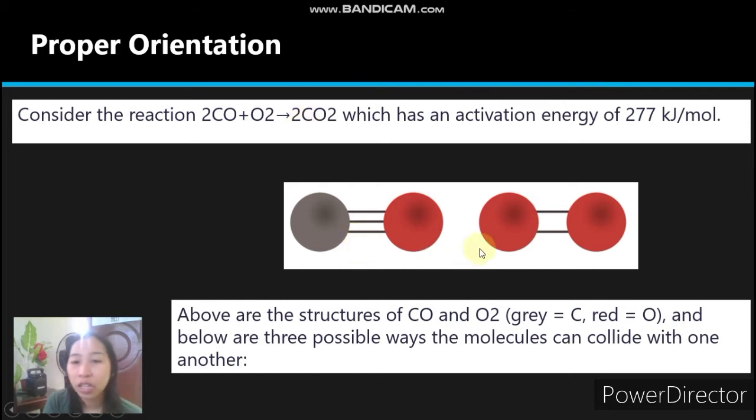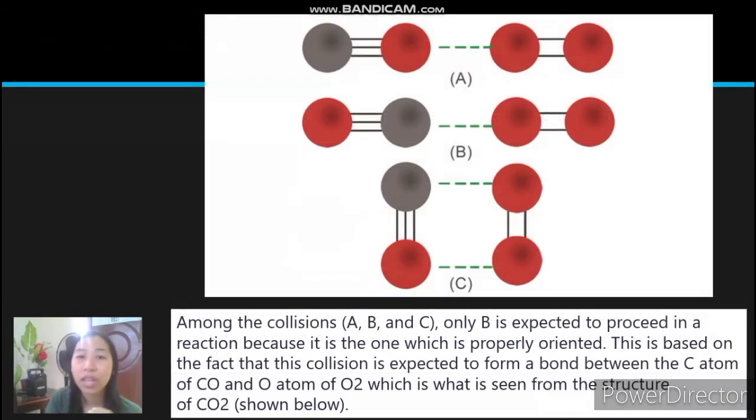Now, these two are the structures of CO and O2. So, gray is the C, red is your O. And below are 3 possible ways the molecules can collide with one another. So, I'm going to show you that right now. These are the 3 possible positions in which your CO molecule and O2 molecule can collide.